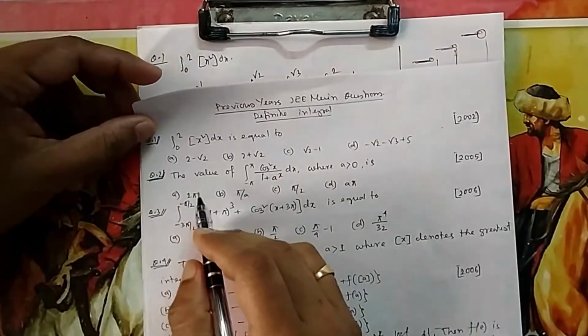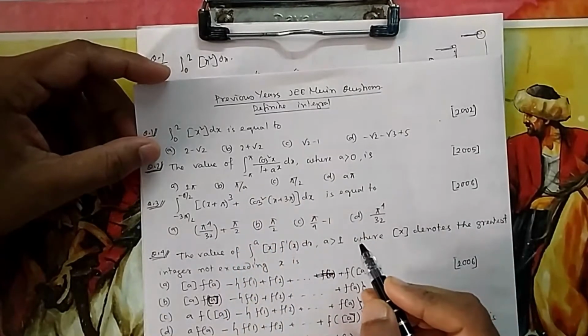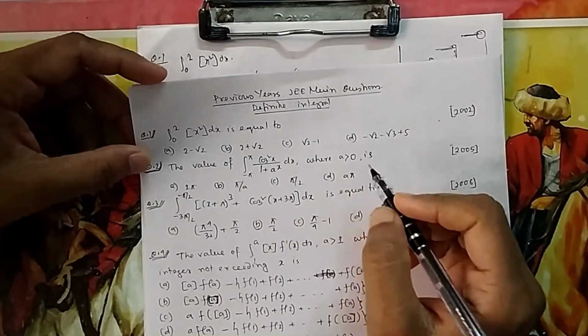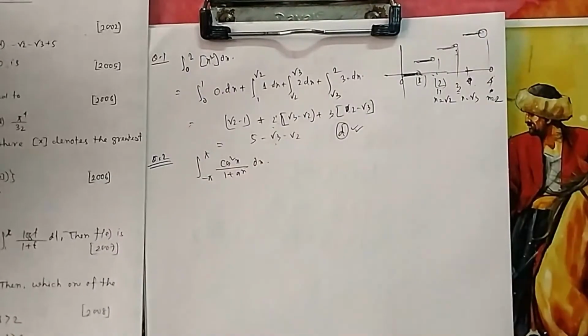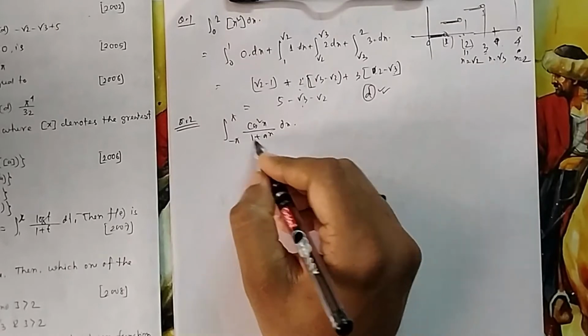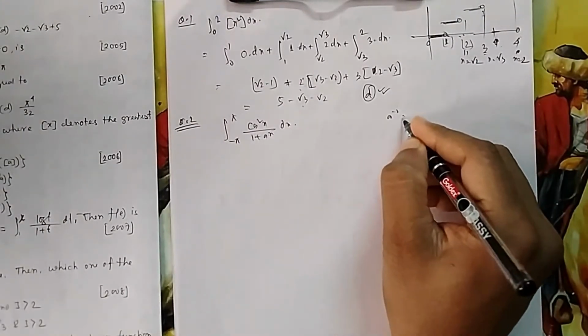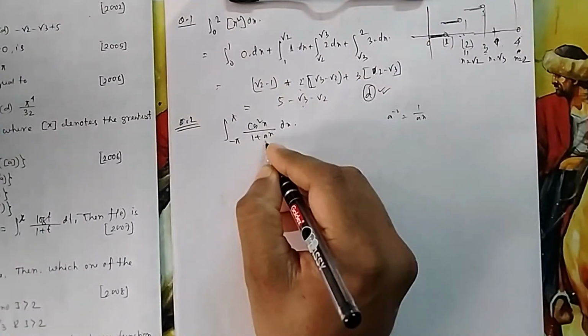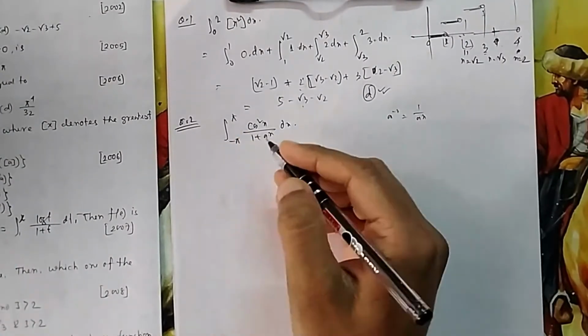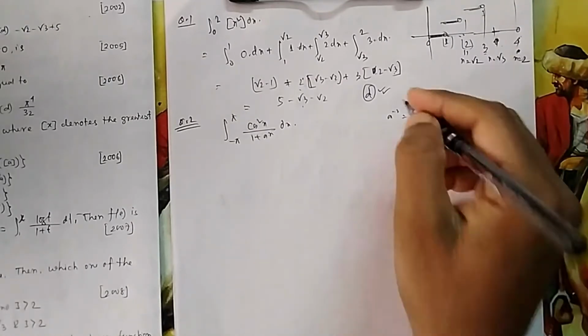Next, if you come to question number 2, the value of the integral from minus pi to pi of cos square x by 1 plus a to the power x dx, where a is greater than 0. So this one, if you put x equal to minus x, then what will happen? 1 plus a to the power minus x will come, and what is a to the power minus x? It is 1 by a to the power x. So in that case, if you take LCM, a to the power x will go up, and the denominator will be 1 plus a to the power x. So that idea we will use.